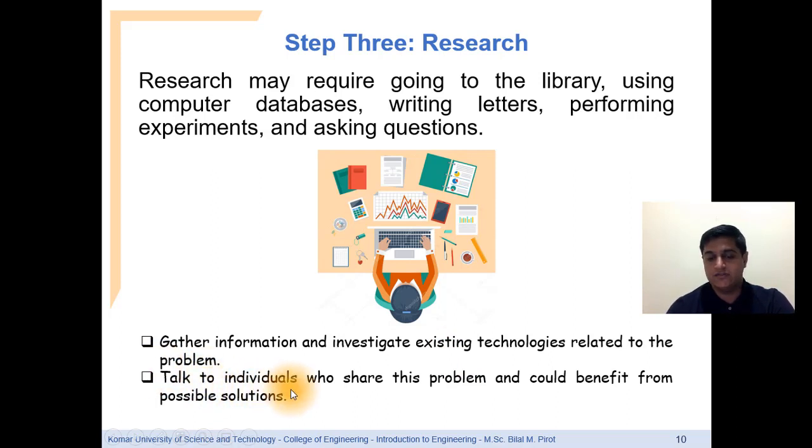Talk to individuals who share this problem and could benefit from possible solutions. In the previous step we talked about brainstorming, and here it is very important to talk about this problem in front of other people, because some people may shorten your time and may shorten the way that you use for solving this problem.